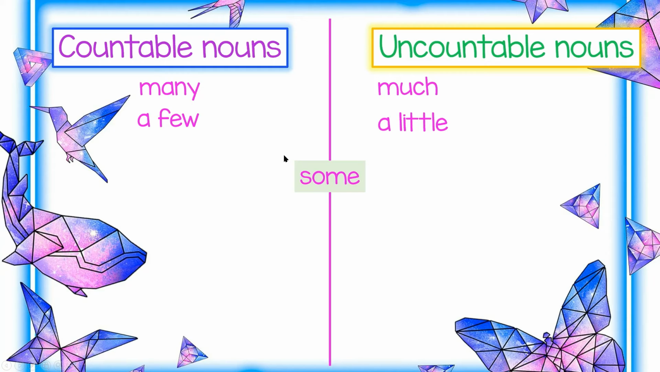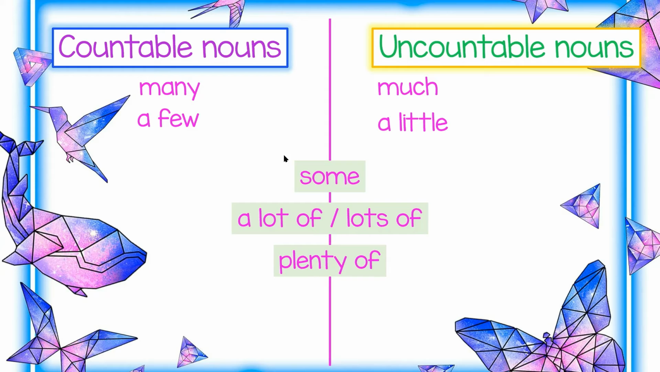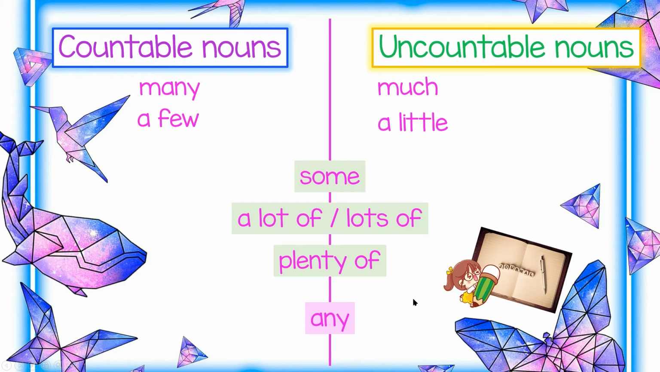Quantifiers like some, a lot of, lots of, and plenty of can be used for both countable and uncountable nouns. Same goes for any. Any can be used for both countable and uncountable nouns. But remember, any is used in negative sentences. Do copy these notes into your English notebook or your journal.